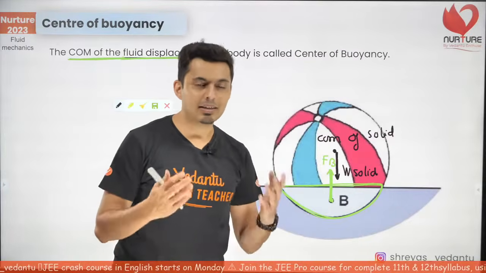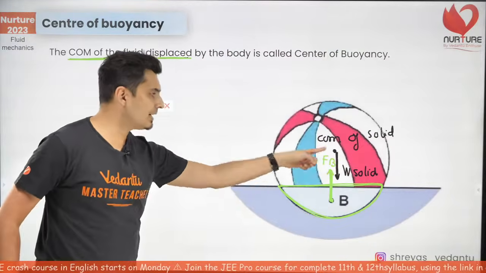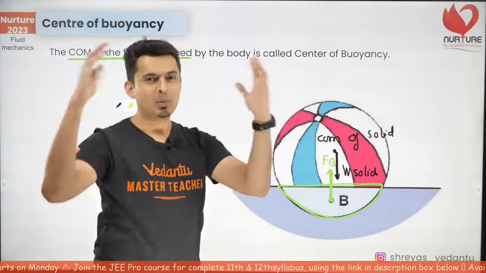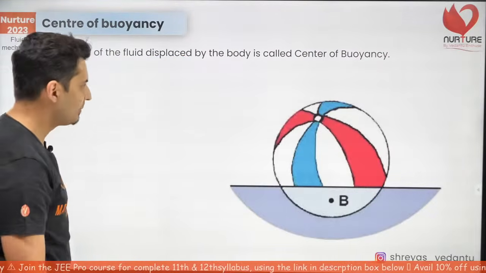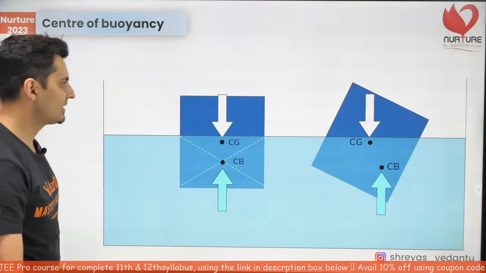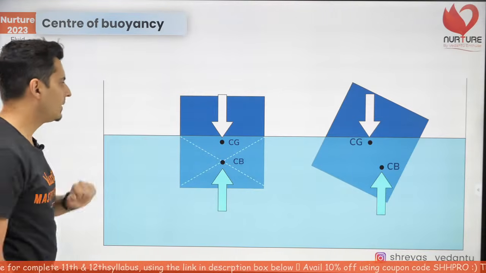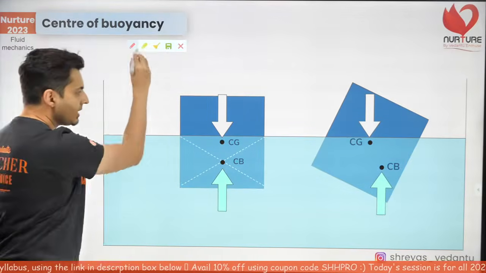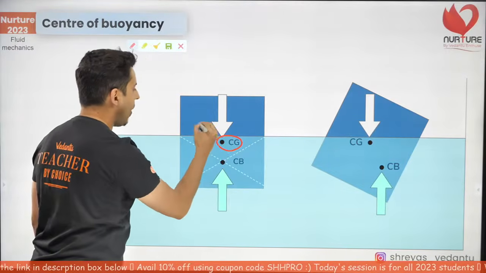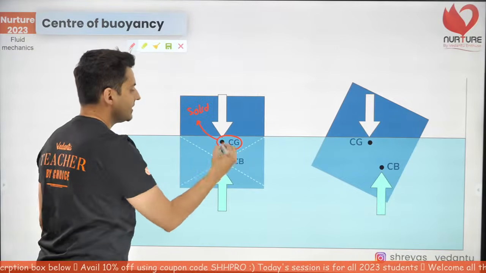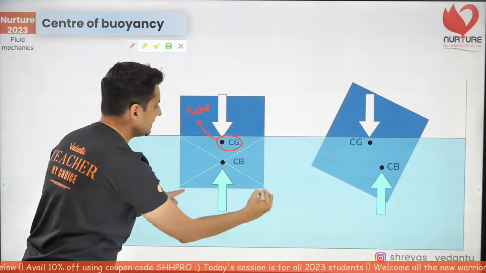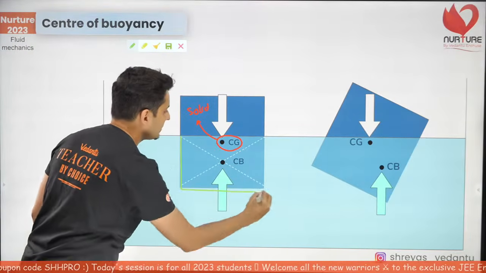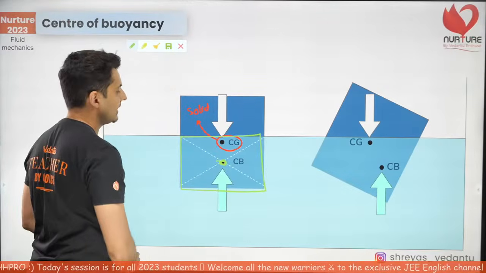Keep this in mind. Now, depending on where the center of buoyancy is relative to the center of mass, the object may topple or may not topple. I'll show you a simple photo. Look at this. This is a solid which is floating in a liquid. Observe this carefully. This is the center of mass of the solid. This is the center of buoyancy, that means the center of the displaced fluid. Observe, this one is the displaced fluid. This is the center of that.